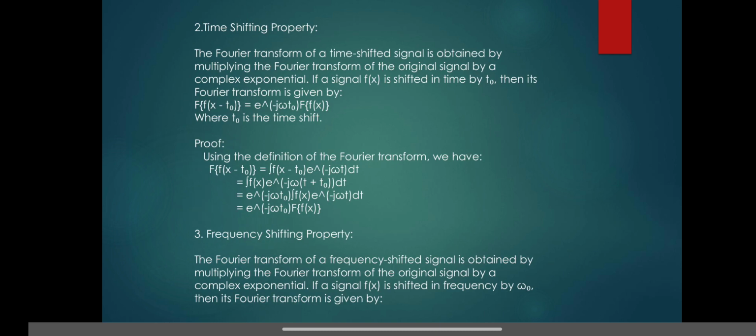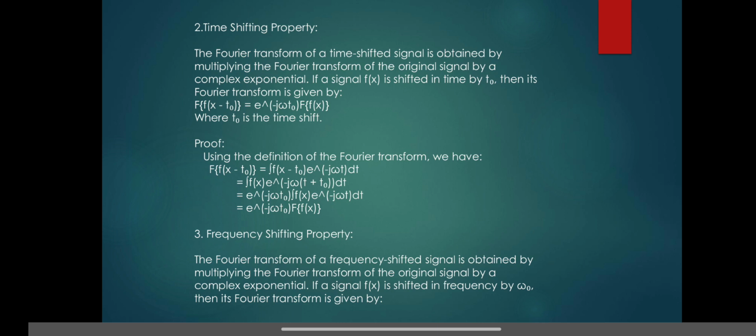The second property is the time shifting property. The Fourier transform of a time shifted signal is obtained by multiplying the Fourier transform of the original signal by a complex exponential. If a signal f(x) is shifted in time by t naught, then its Fourier transform will be given by F of f(x minus t naught) equals e power minus j omega t naught into F of f(x), where t naught is the time shift.